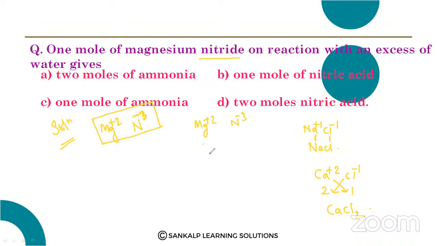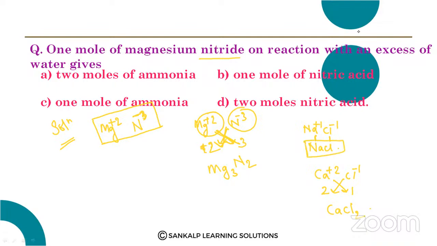Same with respect to magnesium nitride. Mg is +2. Don't write the charge, only 2. Nitride is 3. So just cross multiply. What will be the formula? Mg3N2. So this becomes magnesium nitride. Understood? Whenever you have ions with different charges, you have to crisscross. And whenever you have the same charges, they will get cancelled.